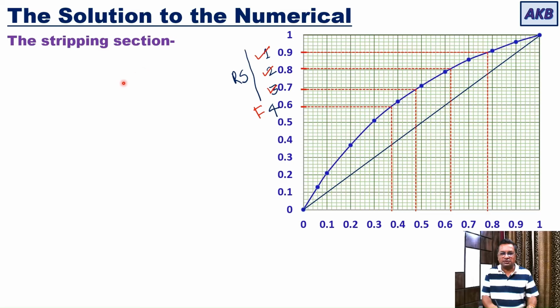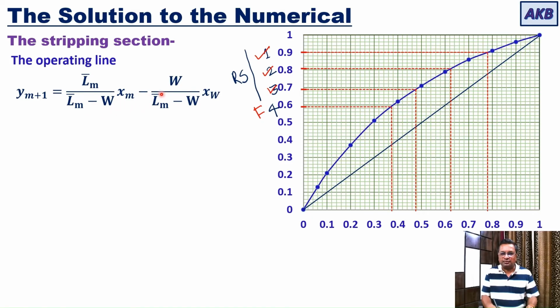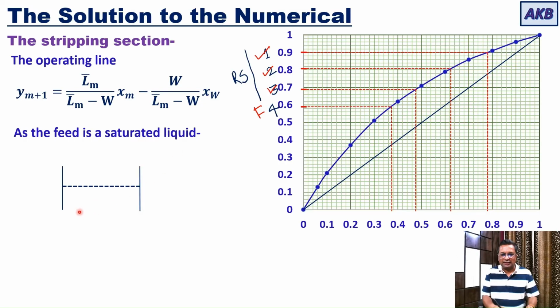So the stripping section operating line equation is y_{m+1} = (L̄_m / (L̄_m − W)) x_m − (W / (L̄_m − W)) x_W. So in this case, feed is a saturated liquid. So if I have to show that this is the feed plate, and when the feed is entering saturated liquid, that means the feed is entirely liquid, and as soon as it enters the column on the feed plate, it is going to move to the stripping section. So as soon as it enters the column, it is moving to the stripping section.